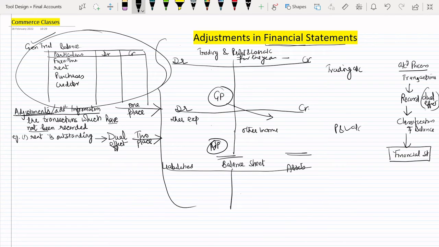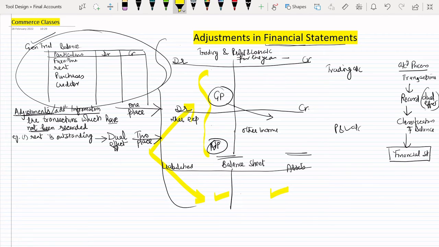We need to remember that every adjustment implies a transaction not yet recorded. Since it hasn't been recorded, we are to record it, but we do not want to do the whole excessive work of doing the journal entries and all. So we simply consider the effect and we post it at two places. Now as a norm, one of the effects goes in the trading and P&L account and the other effect goes in the balance sheet.